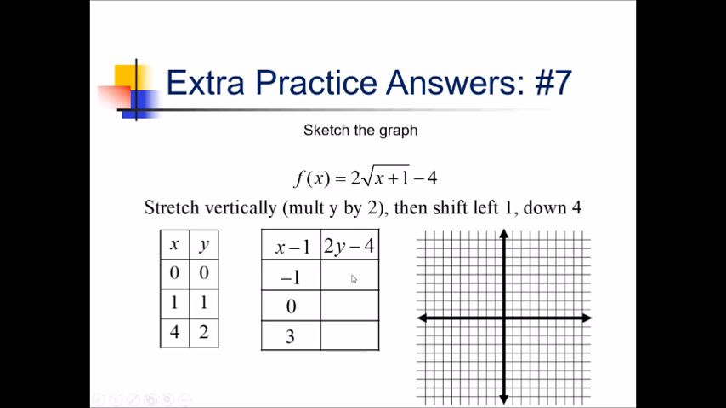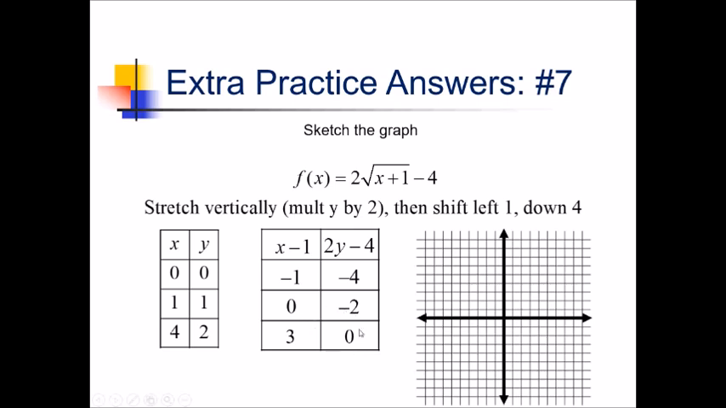This next one's a little bit more mental work. We're going to be doing 2 times the y value for the stretch and then subtracting 4 for the shift. So we have 2 times 0, which is still 0, minus 4 gives us negative 4. 2 times 1 is 2, minus 4 gives us negative 2. 2 times 2 is 4, minus 4 gives us 0.